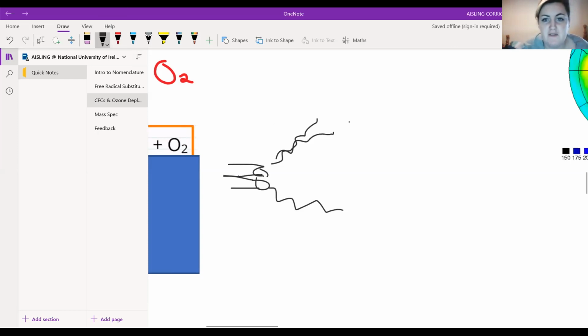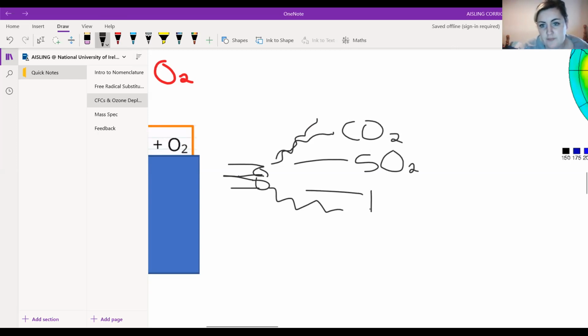So we can form carbon dioxide, we can form sulfur dioxide. And the sulfur happens, if you remember, because the fuel that's in the car has impurities. So if you remember when we looked at alkanes, we looked at the combustion reactions and all the pollutants. So SO2 happens from sulfur, like these impurities from the fuel. We can also make water as well.